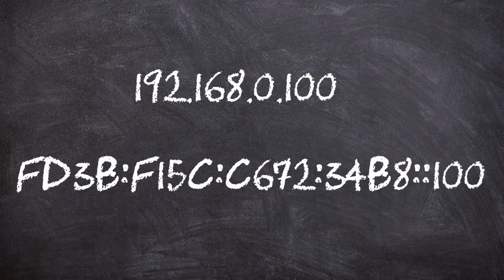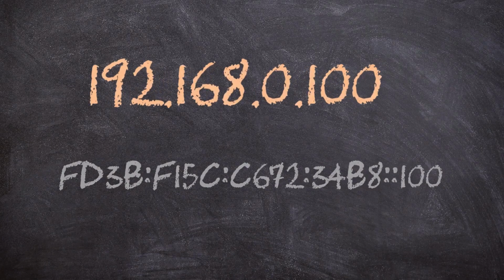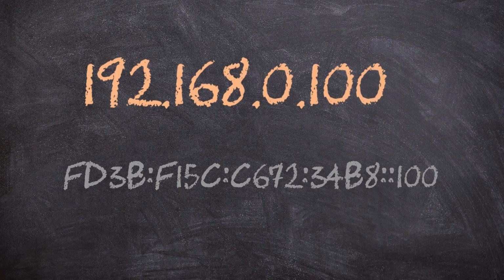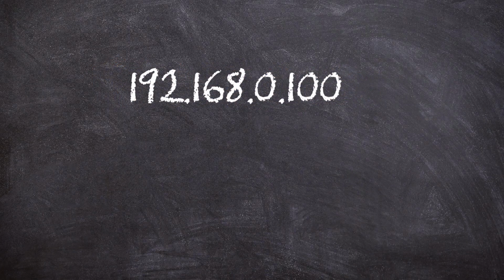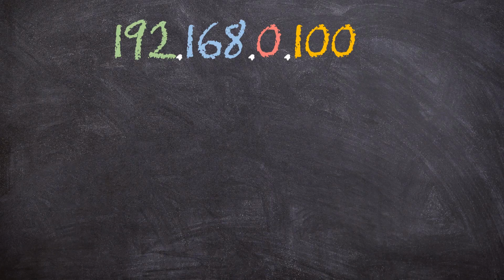IP addresses come in two different flavors. These are called IPv4 and IPv6, and they look quite different. IPv6 is newer, but IPv4 is still more common, so we're going to focus our attention entirely on IPv4 for now. Firstly, this is what an IP address looks like.